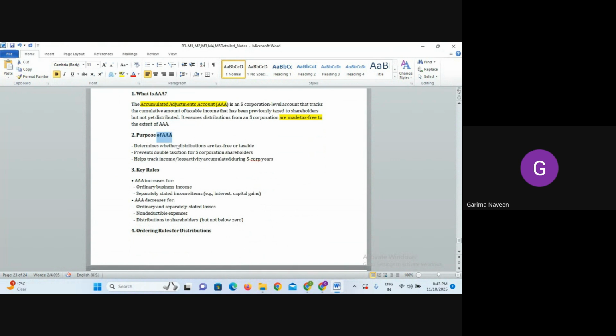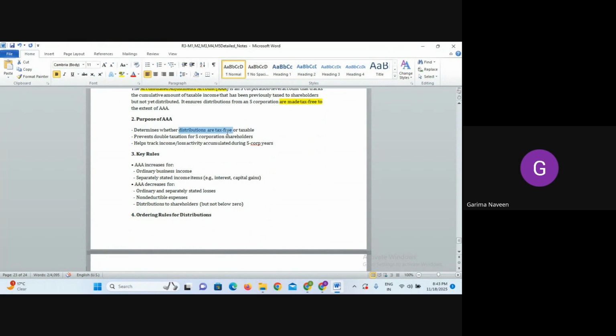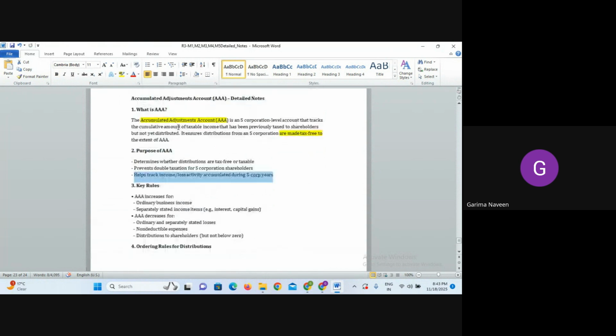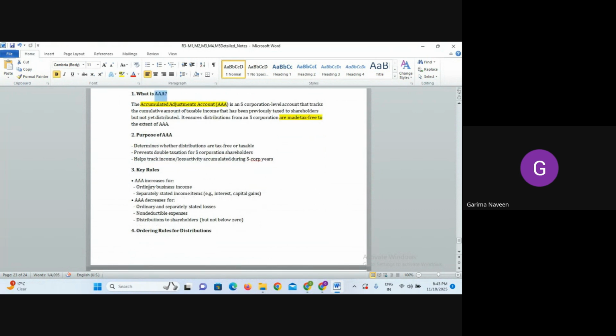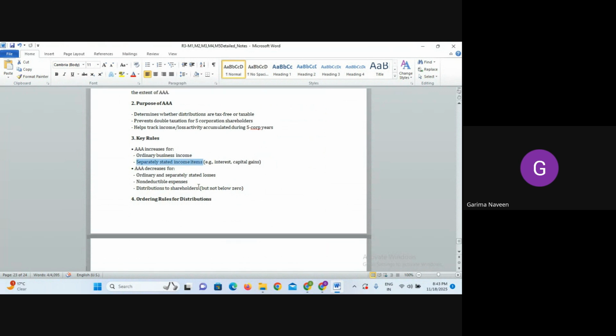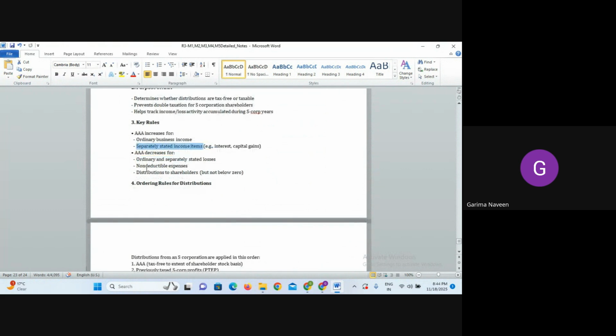What is the purpose of AAA? It determines whether distributions are tax-free or taxable. It prevents double taxation and helps track income or loss activity accumulated during the S Corp years. Key rules: this AAA represents income you already taxed to the shareholder. That means your ordinary business income, your separately stated income items, your losses, non-deductible expenses, and your distributions to the shareholders.